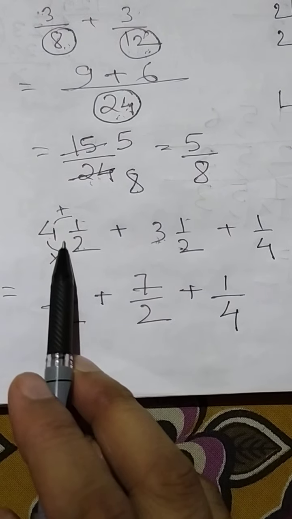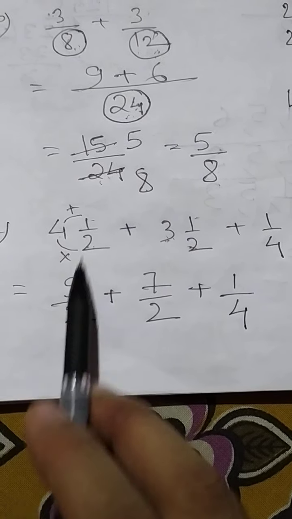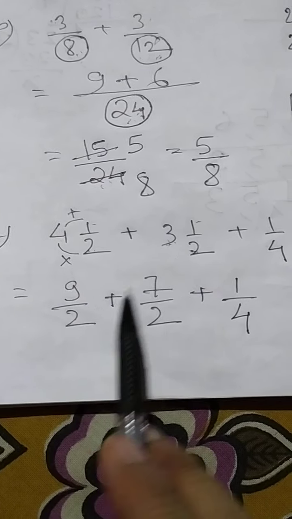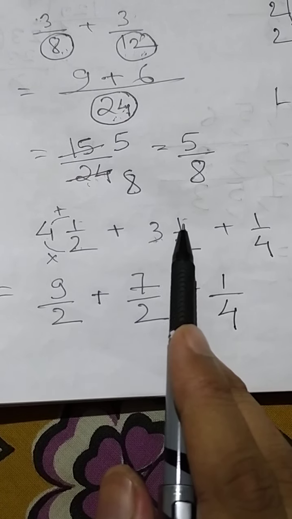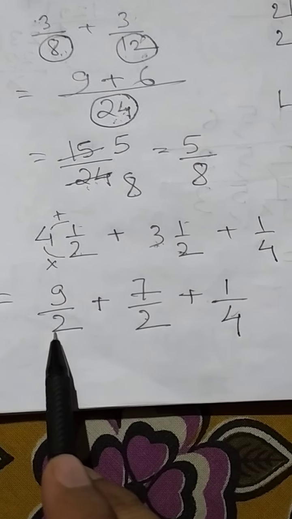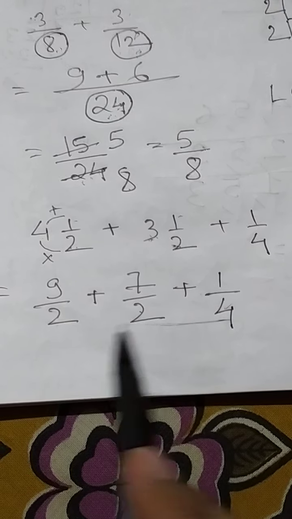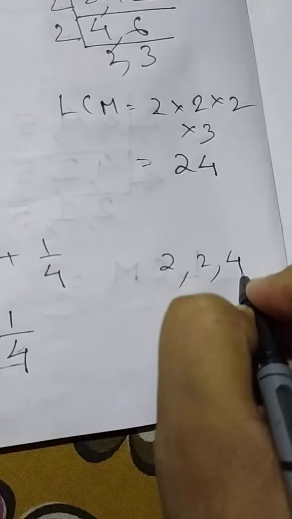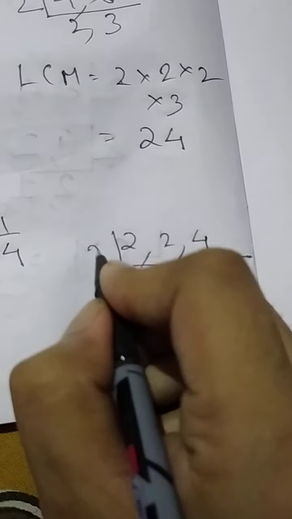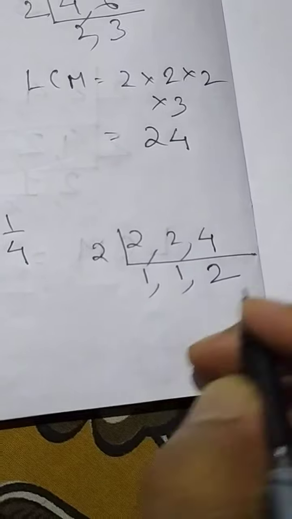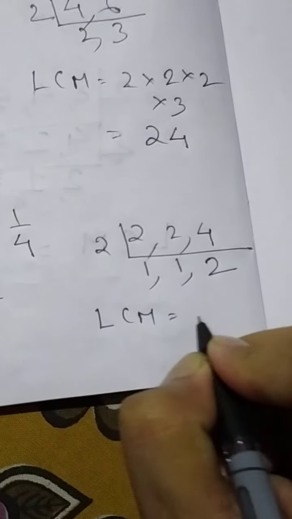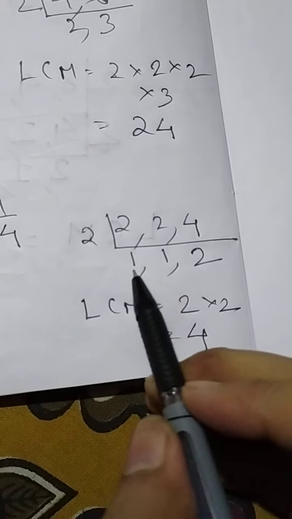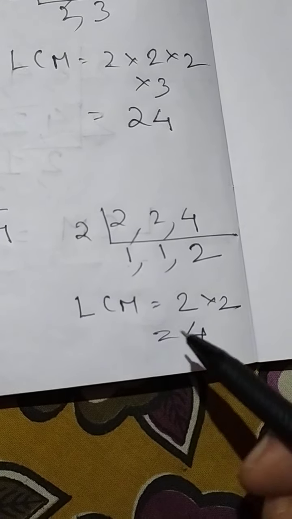So first you have to write the mixed fractions in improper form. How is it coming? 4 2s are 8, 8 plus 1 is 9, 9 by 2. This one, 3 2s are 6, 6 plus 1, 7 by 2, plus 1 by 4. Now again you have to find out the LCM. 2, 2 and 4. Let's see. So what is the LCM? 2 1s are 2, 2 1s are 2, 2 2s are 4. Your LCM will come 2 into 2, 4. No need to multiply 1, because if you multiply 1, the same thing will come. So LCM is coming 4.